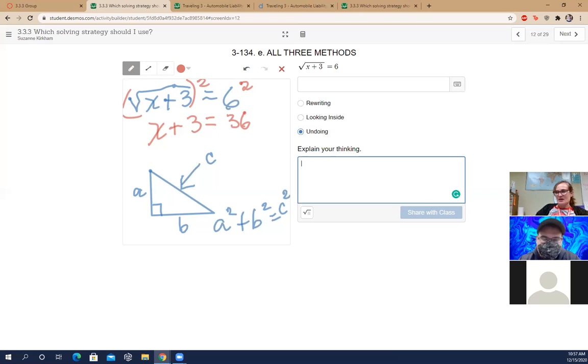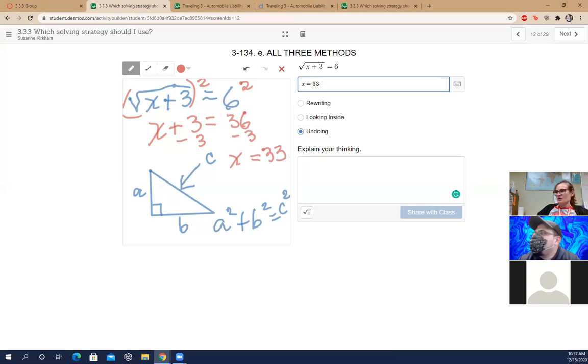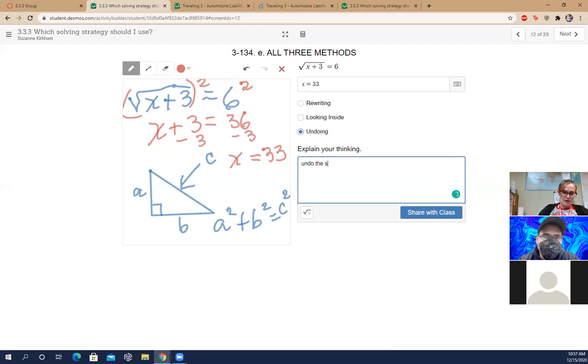Okay, so then I squared my 6, which is 36. Okay, now we're ready to solve. All I have to do now is subtract 3 minus 3, and x equals 33. We could just say undo the square root by squaring, I guess.